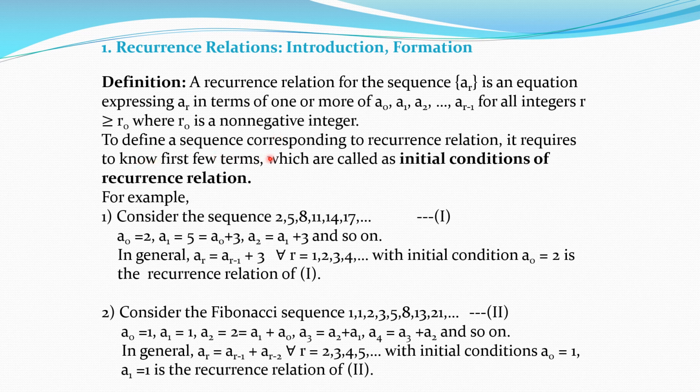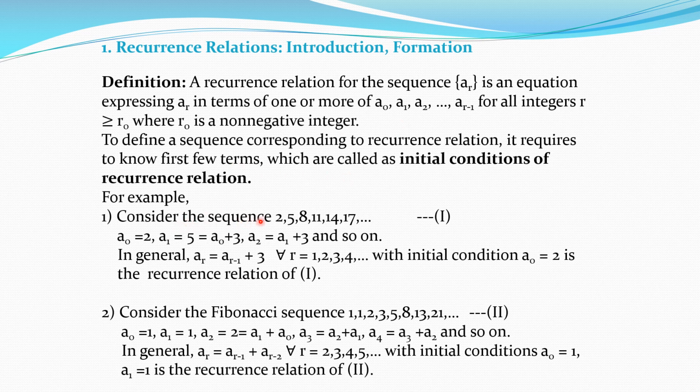To define a sequence corresponding to a recurrence relation, we need to know the first few terms, which are called the initial conditions of the recurrence relation. It means by knowing the first few terms and using that relation for a_r, we can find all the terms of that sequence.